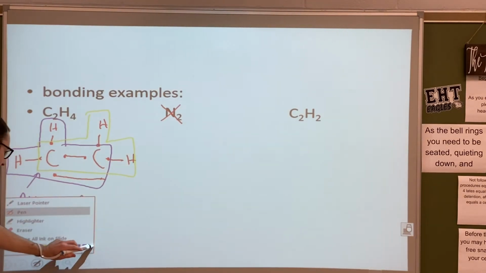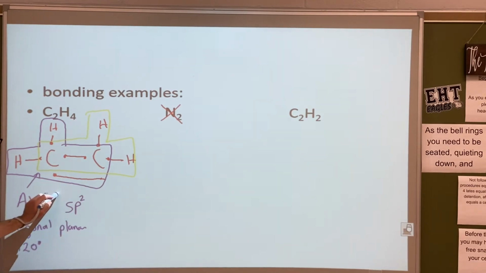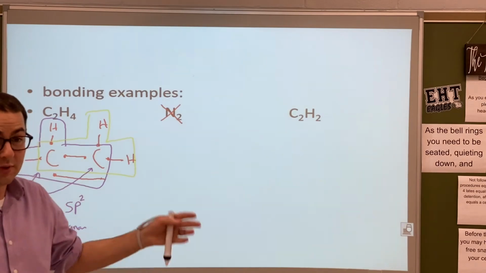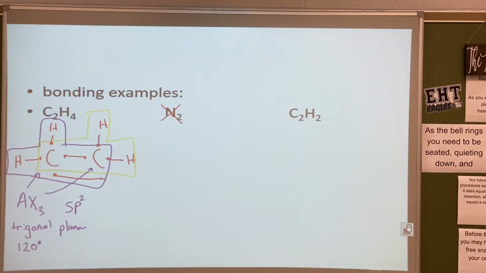Yeah, it's going to be the exact same thing, right? So you don't have to rewrite anything. You just draw another arrow to that one and say, all right, that one's going to be the same thing. AX3, sp2, trigonal planar, 120 degrees, all of that. Okay, now, did we draw it properly? Is that a good final draft? No, you can make it look better, right? What would you do to make it look better?